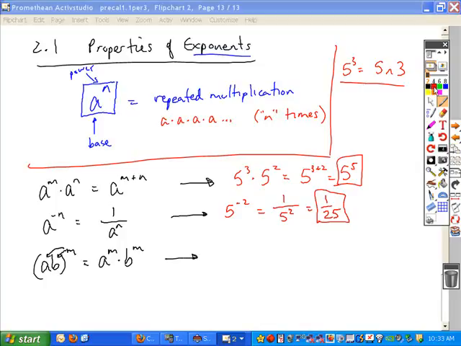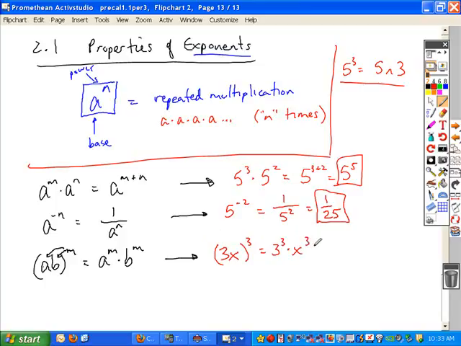Now the place where you're going to see this would be something like this. If you have 3x quantity cubed, that cube doesn't just apply to the base x. Anytime there are no grouping symbols, the power only applies to the base it's attached to. And when there are grouping symbols, that power will apply to all factors of the product. So this can separate into 3 cubed times x cubed. 3 cubed can be simplified to 27. X cubed would be the simplified form for that.